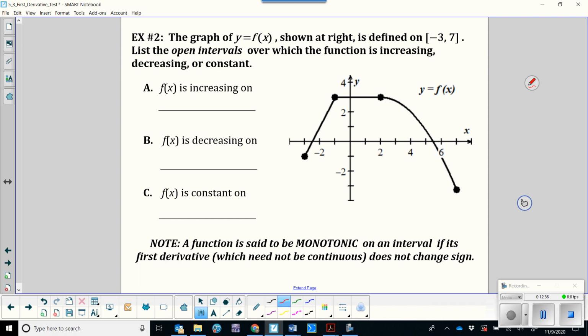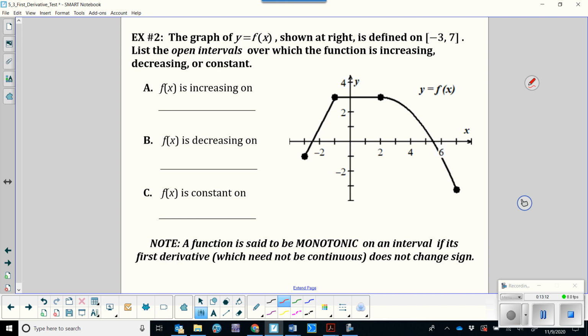Okay, so looking at this graph, we have a graph from -3 to 7, and we want to talk about where this function is increasing, decreasing, or constant. And we're going to do open intervals because we have to be cautious about the endpoints of an interval, okay? So we're not going to get into why you include or don't include them. You can always do open intervals, and they're not going to count off on the AP test, so we're not going to get into a big deal about it, okay? So we're going to answer increasing, decreasing intervals on open intervals, okay?